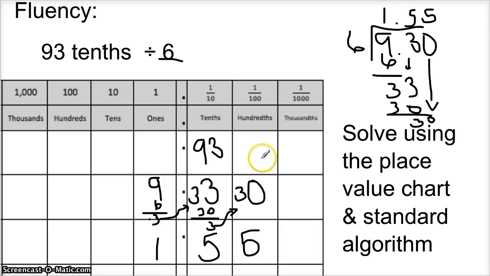One thing I forgot to mention is that really the trickiest part of this whole problem is changing 93 tenths into the standard form. Knowing that 93 tenths, that means it's all squished in here, and I actually have to move this over to the ones column. So it's actually 9 and 3 tenths divided by 6. So don't let that trip you up.